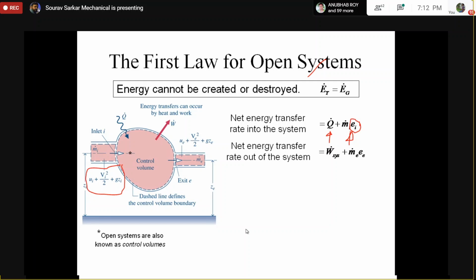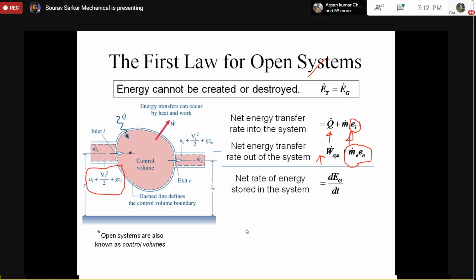So net energy transfer out of the system. Whenever the system is performing work, it is losing some amount of energy. So this is the energy going out of the system, and this is the energy which is going out of the system with the moving stream that leaves the system. So if I go for energy balance, simply the subtraction of this is basically the rate of change of energy of the system.